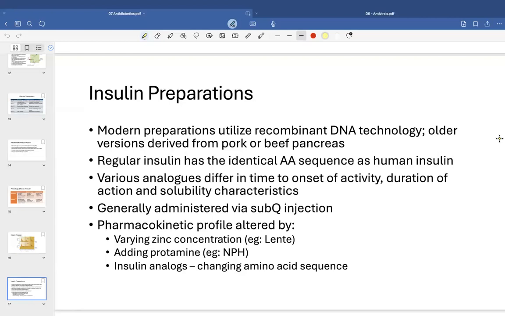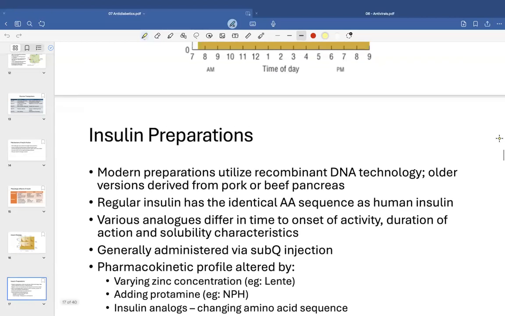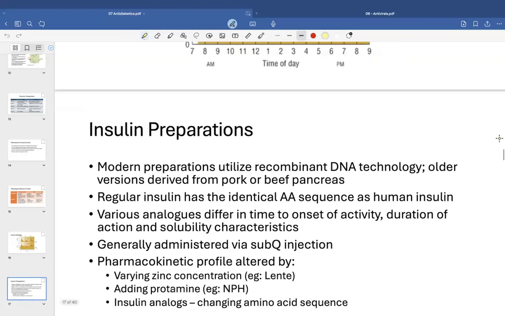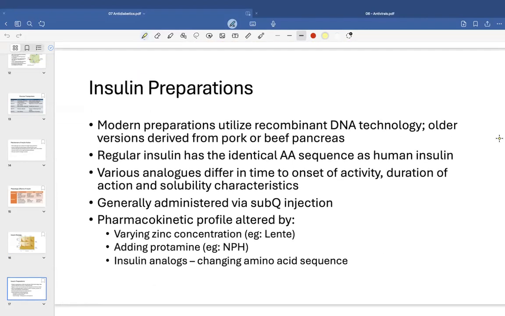Or you have basal insulin, which would mimic the basal insulin secretion that I showed you in this slide here. So there are different durations of action and different pharmacologic properties of modern insulin products that are designed to suit the needs of individual patients. Now, how are we able to modify this very specific amino acid sequence and very specific protein to do that? There are very specific things we can do.